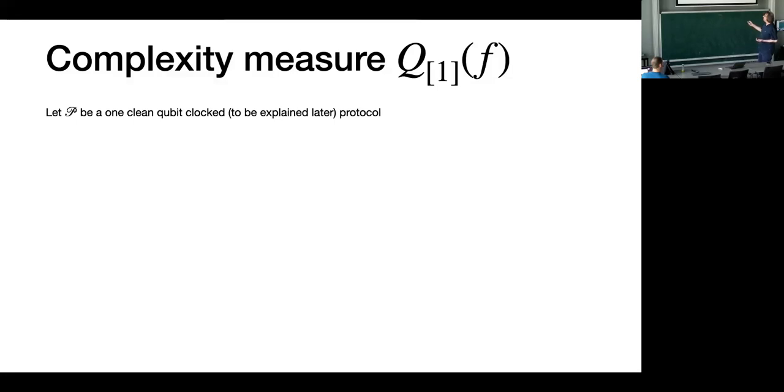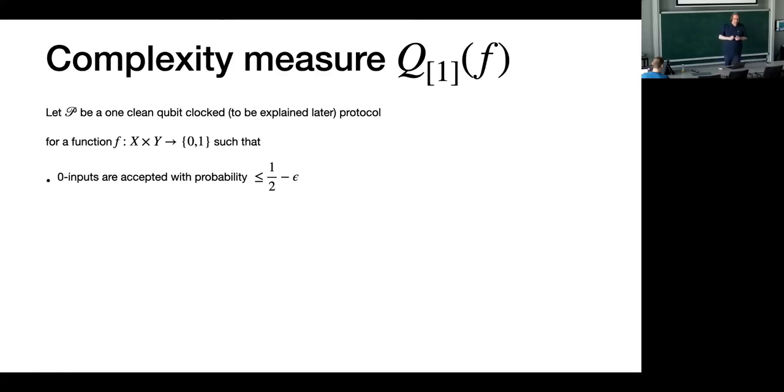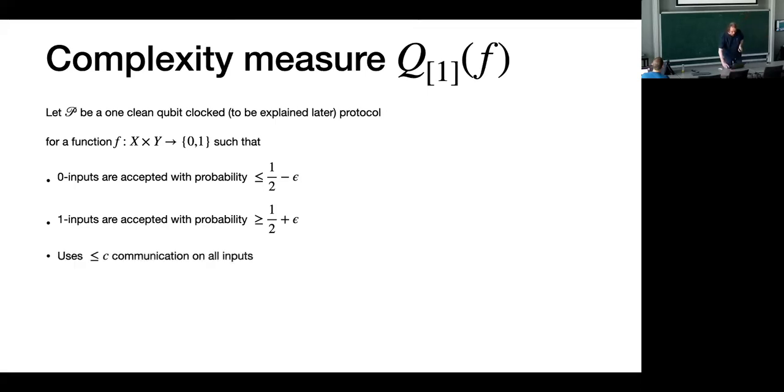There's an additional issue with protocols having to be clocked or not clocked. I'll explain that later. The most general is that the protocol is clocked. And then we have a function we want to compute. We assume that there's some bias that the protocol produces in its output. So 0 inputs are accepted with probability 1/2 minus epsilon at most, and 1 inputs are accepted with probability 1/2 plus epsilon at least. So this gives us some leeway.